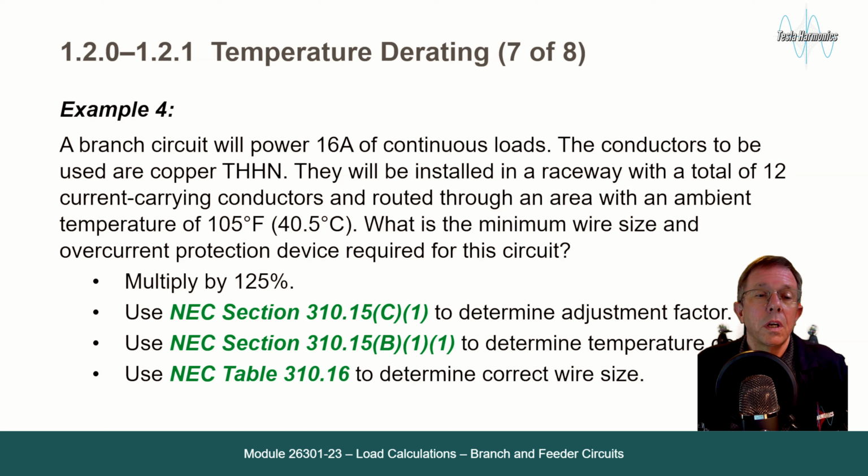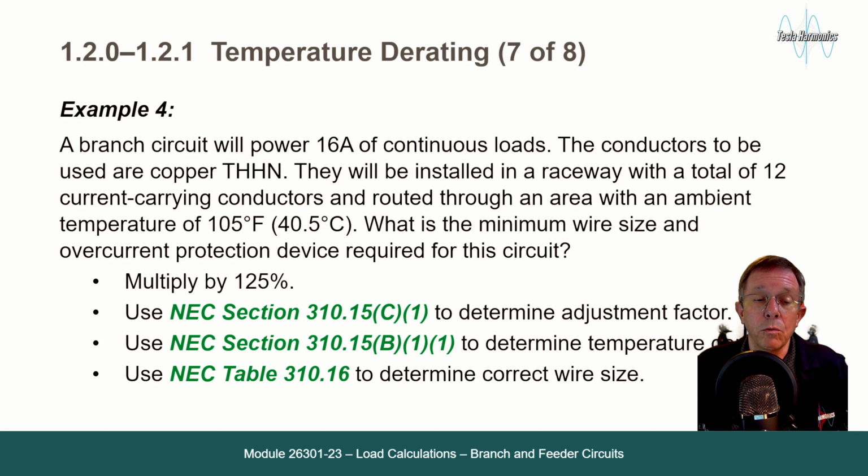Example 4. A branch circuit conductor is to supply 16 amps of continuous load. The conductors to be used are THHN copper. They will be installed in a raceway with a total of 12 current carrying conductors and routed through an area with an ambient temperature of 105 degrees Fahrenheit or 40.5 degrees Celsius. What is the minimum wire size and overcurrent protection device required for the circuit?